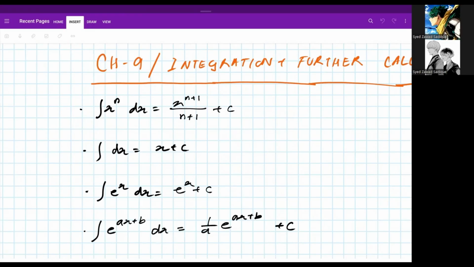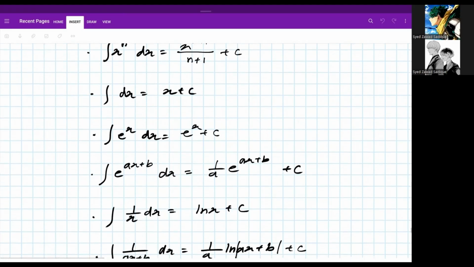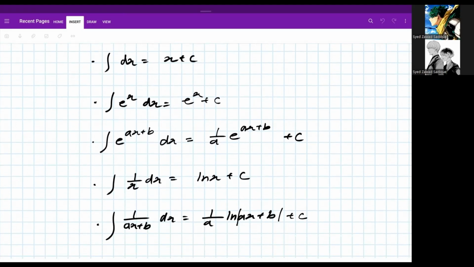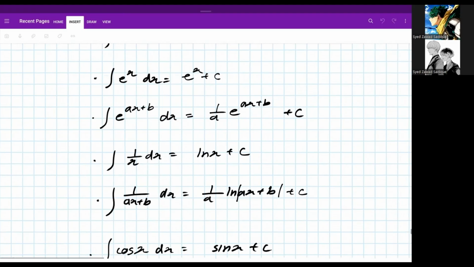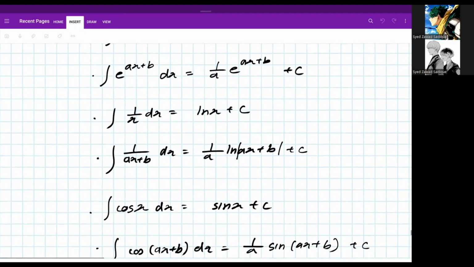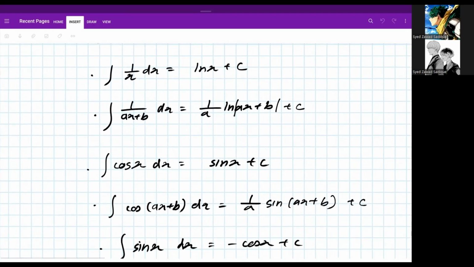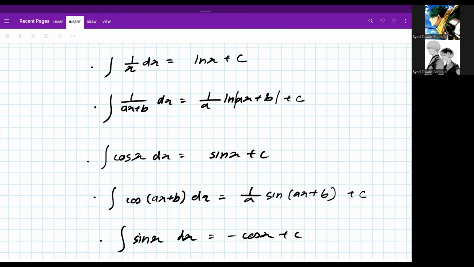Okay, so integration of x^n dx is x^(n+1)/(n+1) + c. Integration of dx is x + c. Integration of e^x is e^x + c. Integration of e^(ax+b) is 1/a e^(ax+b) + c. Integration of 1/x dx is ln x. Integration of 1/(ax+b) dx is equal to 1/a ln(ax+b) + c.